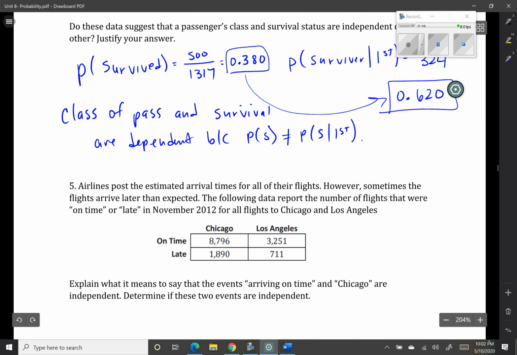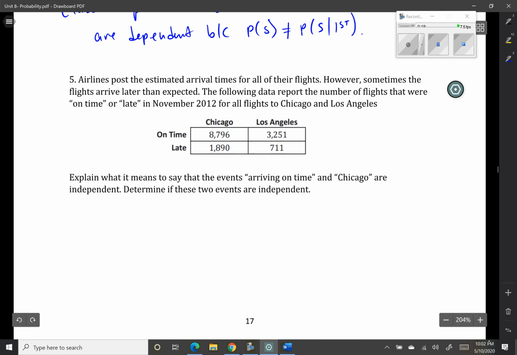The next question says that we have these airlines, and we want to figure out if these airline times are independent upon what airport we travel to. So essentially, landing in Chicago versus landing in Los Angeles, is there independence, or is there some type of an effect on whether or not your flight is on time or not, depending on which airport you fly to?